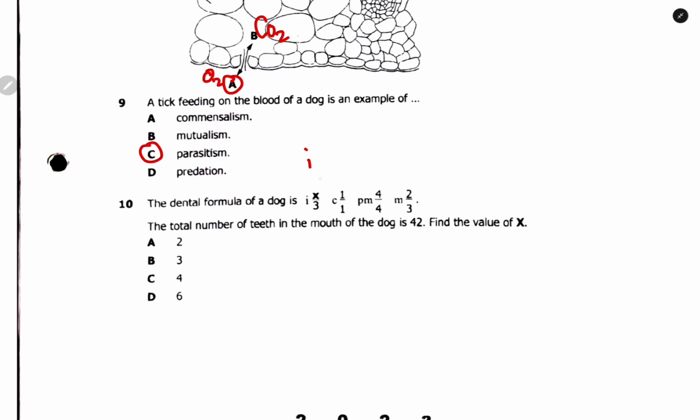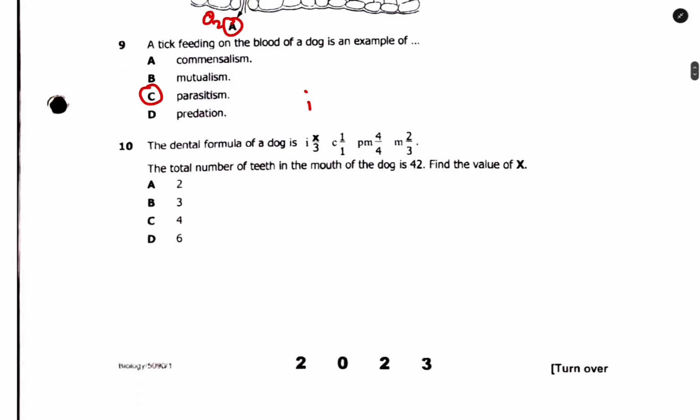Okay? So the first part represents the incisors, where there's X on top and 3 down. Then for the canines, it shows 1 on top and 1 down. The premolar shows 4 up and 4 down. The molar shows 2 up and 3 down. Now, the question is that the total number of teeth in the mouth of a dog is 42. Find the value of X. So how do you find the value of X?